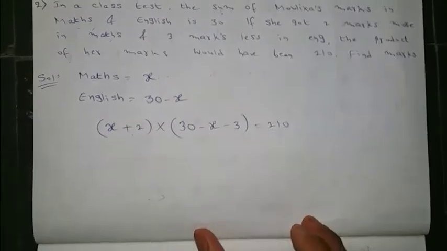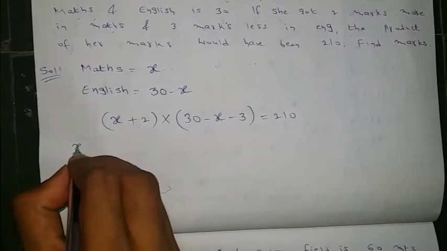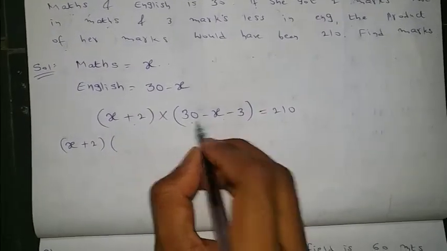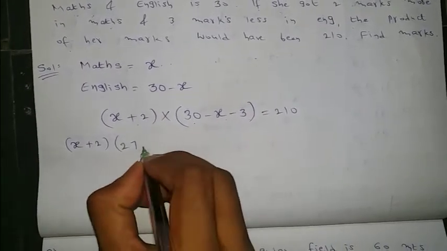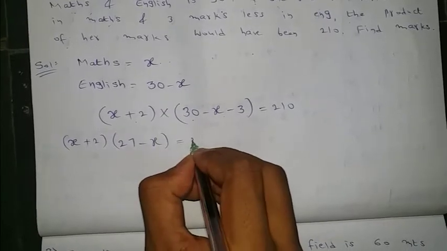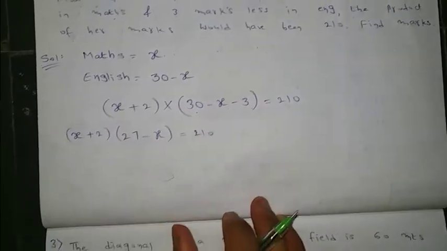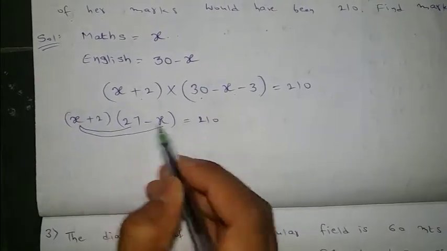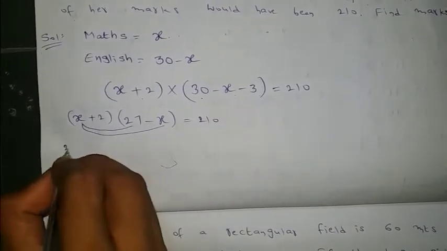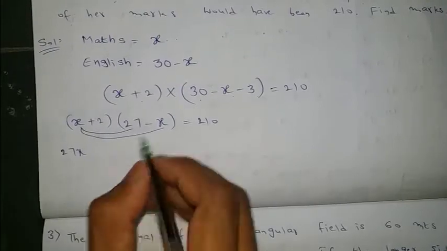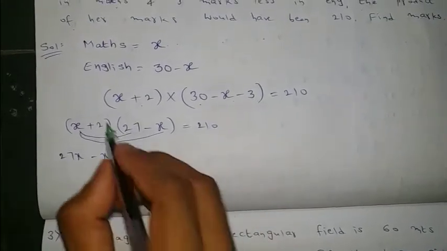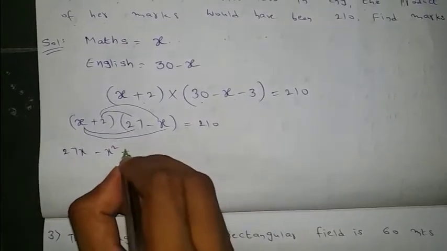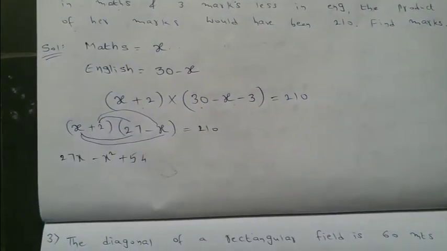So let us solve it now. First one I am writing as it is, that is (x plus 2) into (30 minus 3, that is 27 minus x) equals 210. Now if we solve this: x into 27 is 27x, x into minus x is minus x square, 2 into 27 is 54.